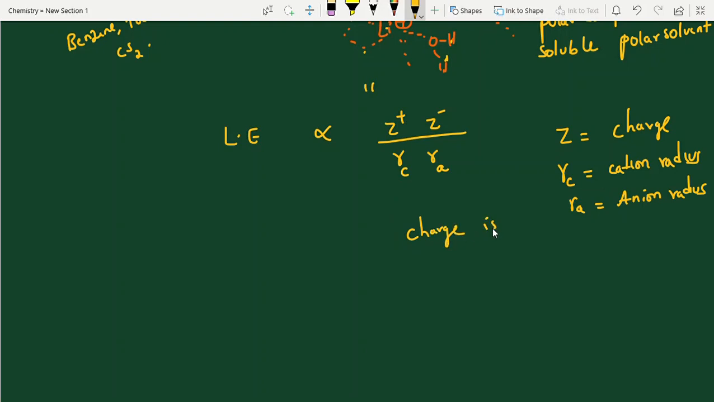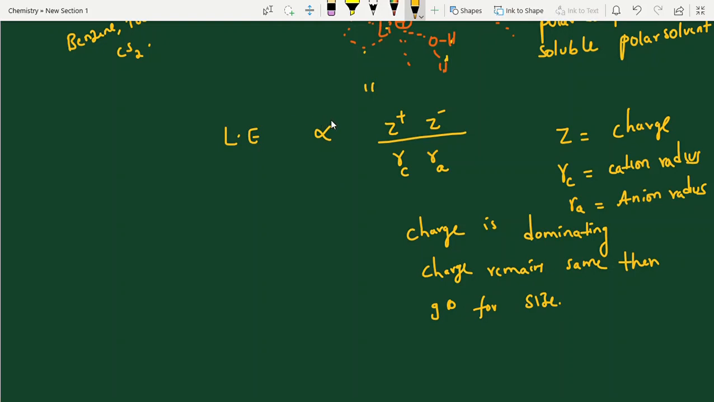Charge is the dominating factor. If the charge is the same, charge remains the same, then what is the selection? Yes, size. Clear? Size. See, in the previous video I also explained covalent character and ionic character. If the cation is matching, then we go for a selection of anion. If the anion is matching the cation, both will not be the same. So definitely one will be common, one will be different. Here also. Okay, so we can work out questions.